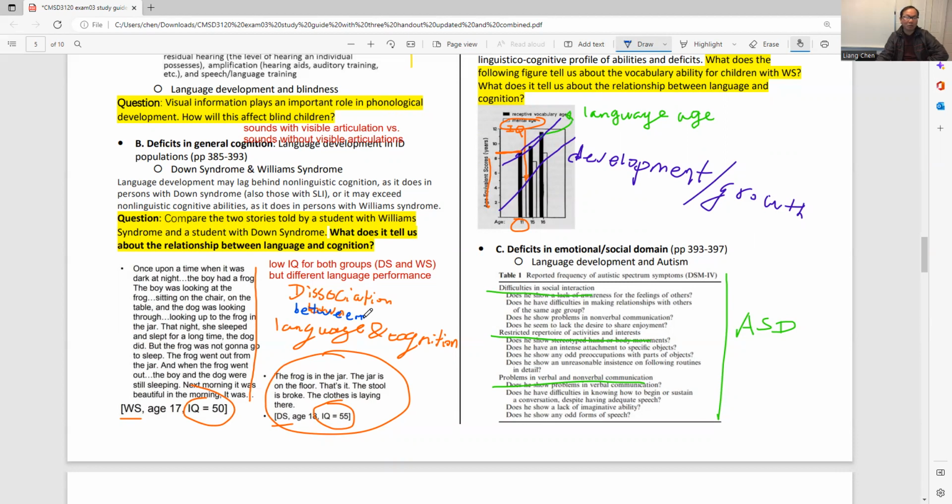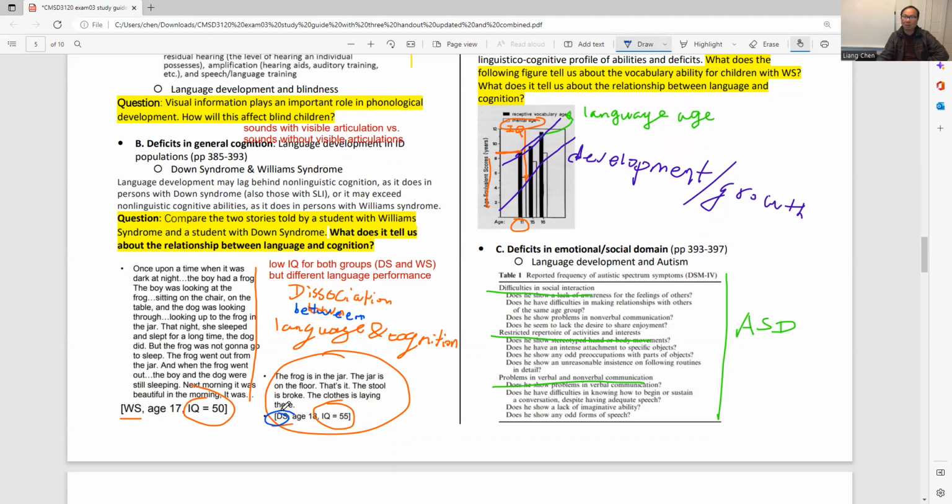In the exam, we may have some more samples like this, and you will need to tell me where this sample comes from: somebody with Williams syndrome or somebody with Down syndrome.